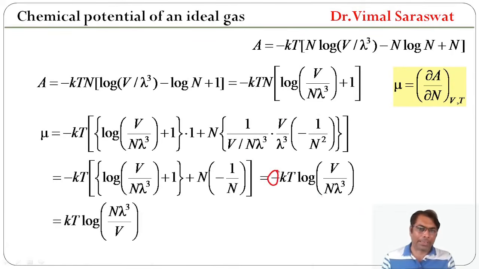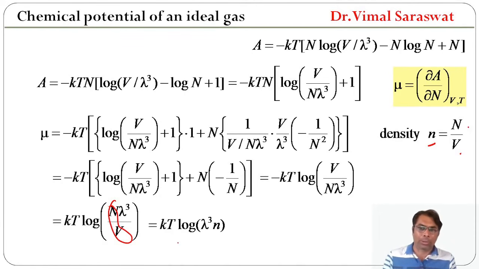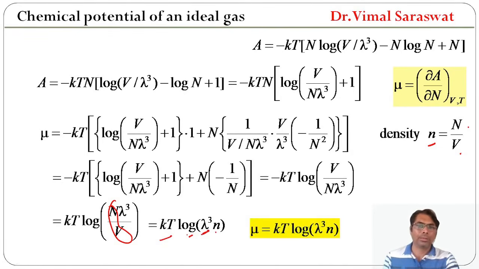If we transfer this negative from here to here, then mu equal to kT log of V upon N lambda cube whole power minus 1, or this will be equal to mu equal to kT log of N lambda cube upon V. Since density is small n equal to N by V, so this will be small n, and therefore mu equal to kT log of small n lambda cube. So mu equal to kT log of lambda cube n. So this is the chemical potential for an ideal gas.